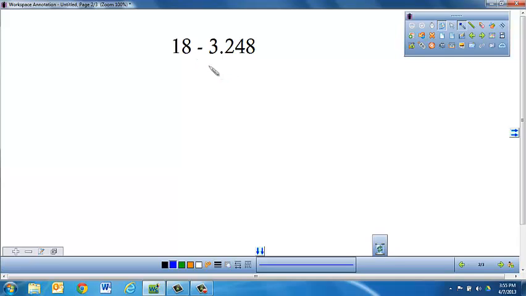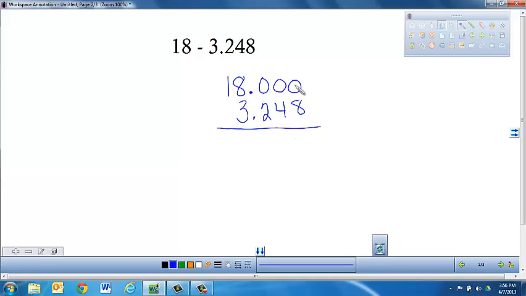Once again, 18 doesn't have a decimal, so it's 18.0. If you'll notice, 3 and 248 thousandths, so that means I have to add additional zeros, so every digit has a 0 above it. So we have the same number of digits behind the decimal. I have to begin by borrowing all the way over at the 8. Borrowing, I get 10, so I subtract here.